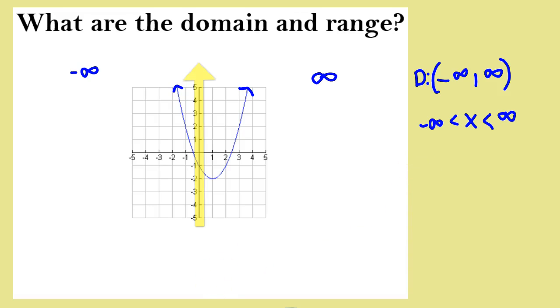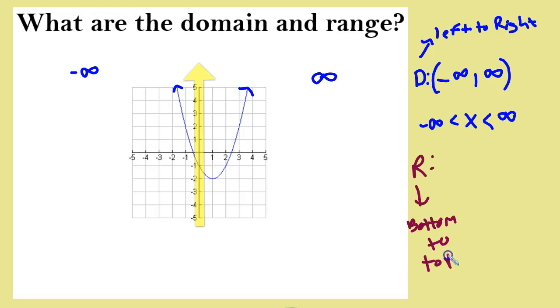What about the range? The range, on the other hand, is bottom to top. Whereas domain is left to right on the graph, what's possible for x, the range is bottom to top. What's possible for the y value? I want to find the bottom of this function, and I see that the bottom of this function is at a y value of negative 2. That's the lowest point on the function, and I want to point out that that point is on the function.